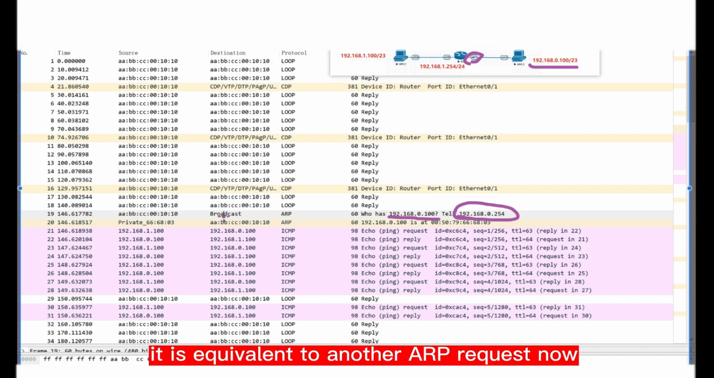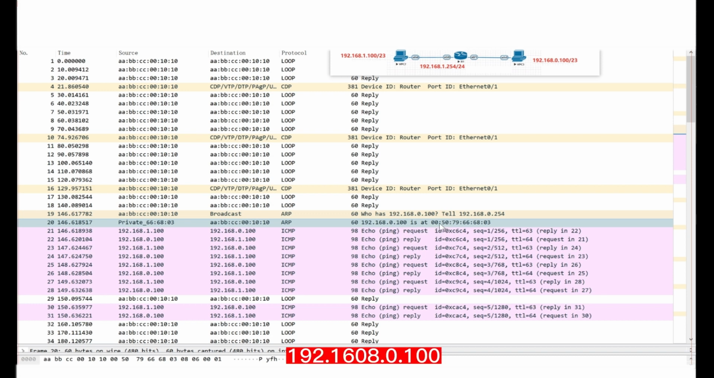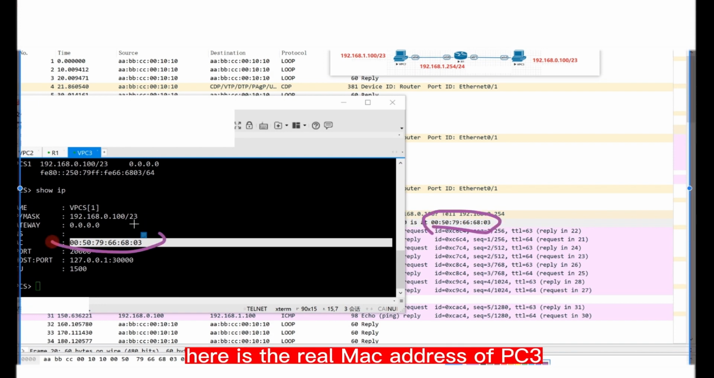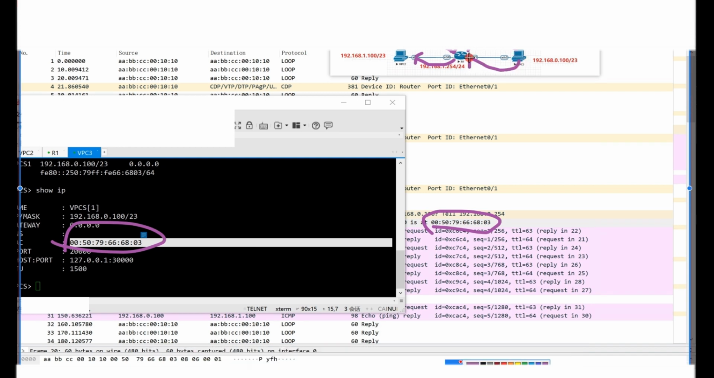It is equivalent to another ARP request now, sent through this interface. Then the corresponding PC3 replied to it: 192.168.0.100 is at 005079666803. Here is the real MAC address of PC3. The device on the left asks the router. The router replies with an interface of its own. Then the router asks the device on the right. The device on the right told the router the real MAC.